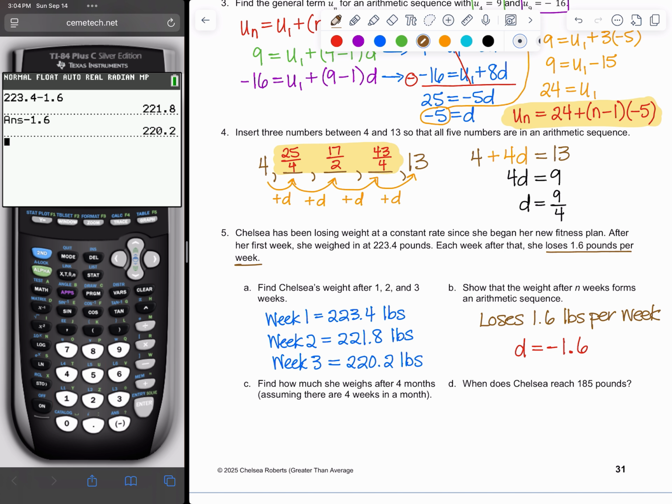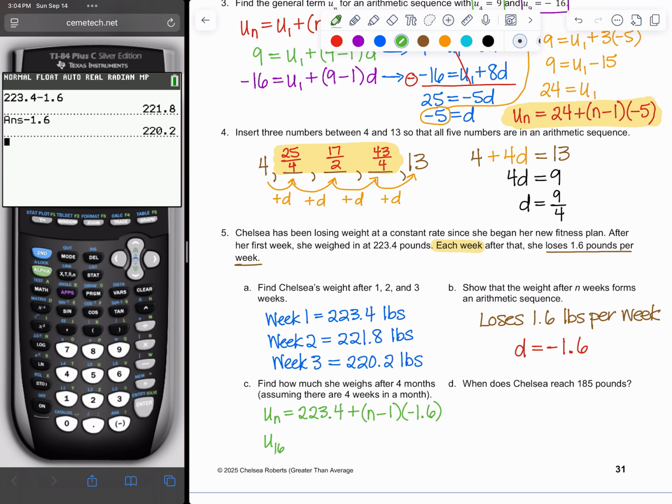So part C says, find out how much she weighs after 4 months. So they said, assume that there are 4 weeks in a month. So remember, it says in the problem that this is talking about each week. So u sub n is saying how much she weighs after a certain amount of weeks. So what I have to do here is I have to write my general equation. So that's going to be u sub n is equal to how much she weighed the first week, which is 223.4, plus we would have n minus 1 times negative 1.6 for the common difference.